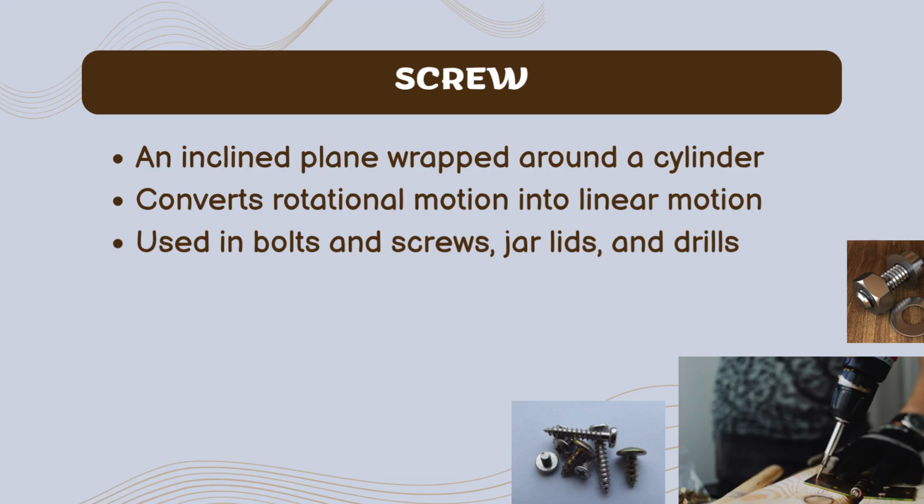Next is the screw. A screw is simply an inclined plane wrapped around a cylinder. When you turn a screw, it uses rotational motion. As it rotates, it moves forward or backward in a straight line, converting rotational motion into linear motion. This allows screws to hold materials together tightly or move objects with a greater force. Some common examples of screws include bolts and screws, jar lids, and drill bits. So remember, turning a screw creates forward movement, making fastening and lifting tasks easier.